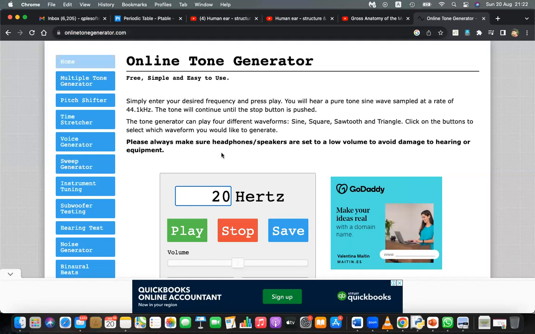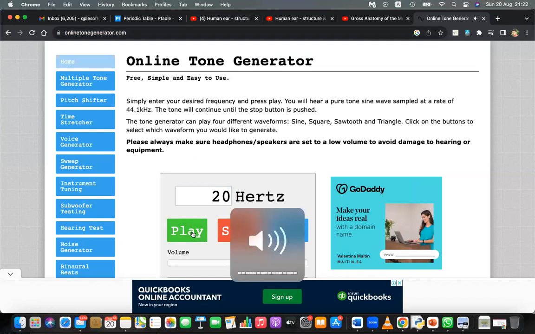Okay, 20 hertz. Let me play. Can you hear a sound? But try to generate it from your end and see. Is it hearable?